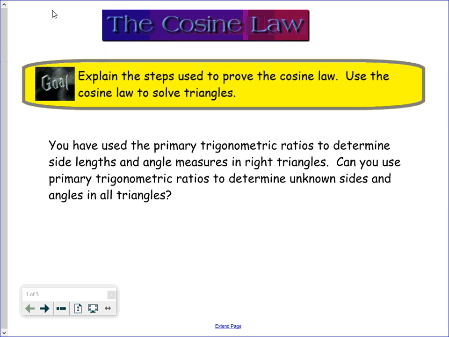In this lesson, we will look at the cosine law and how it's used. We have used the primary trig ratios, sine, cosine, and tangent, to determine the side lengths and angle measures in right triangles. However, we can't use sine, cos, and tan in triangles that don't have a 90-degree angle. So for these triangles, in order to find the side length and the size of the angle, we can use the cosine law.